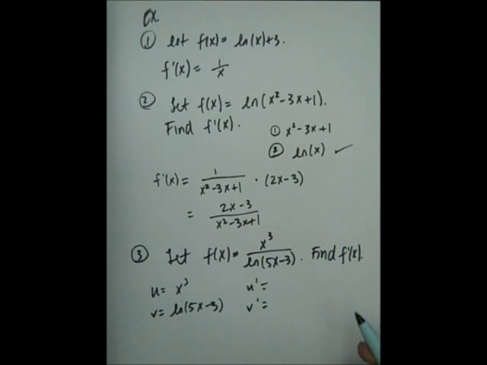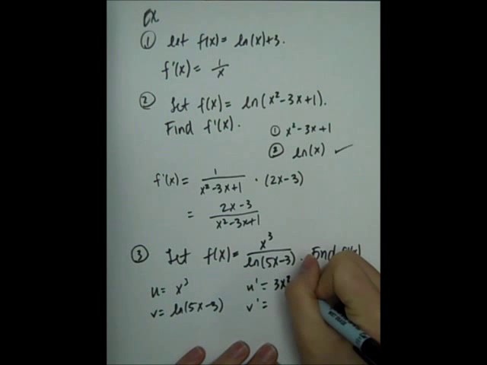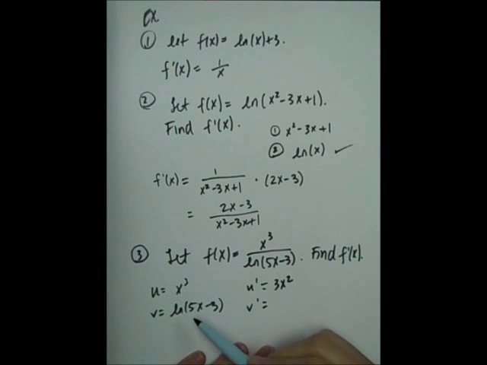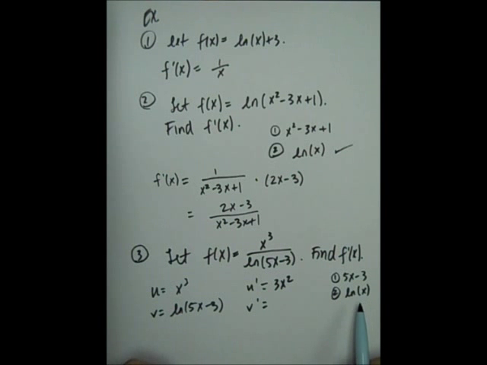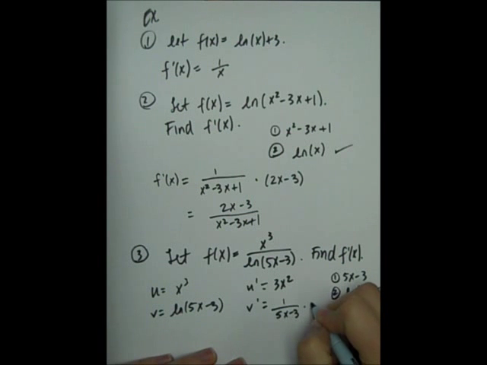So u prime, the derivative of x cubed, is just 3x squared. And now what about the derivative of natural log of 5x minus 3? Well, that's a chain again. First function is 5x minus 3, second function, natural log of x. So the derivative of natural log of x is 1 over x, so it'll be 1 over 5x minus 3, and then times the derivative of 5x minus 3, so times 5.